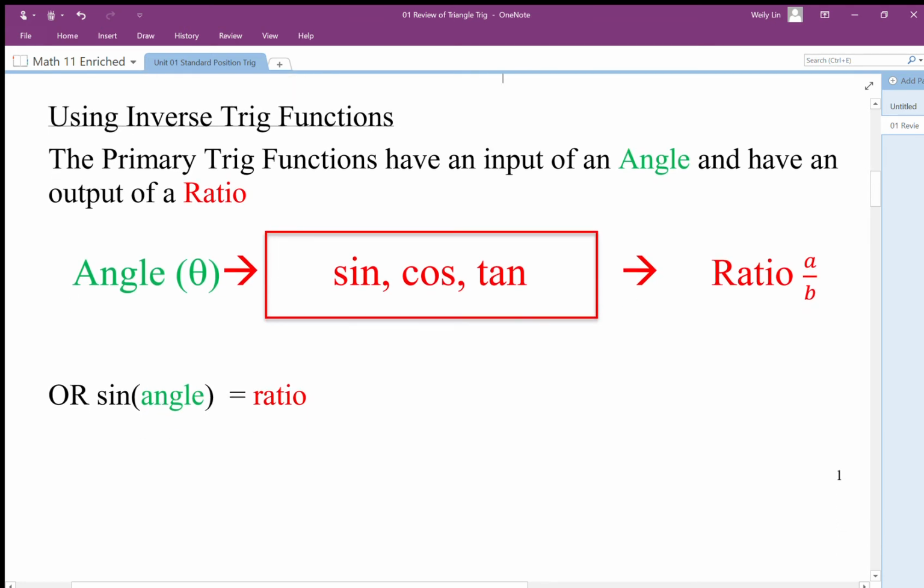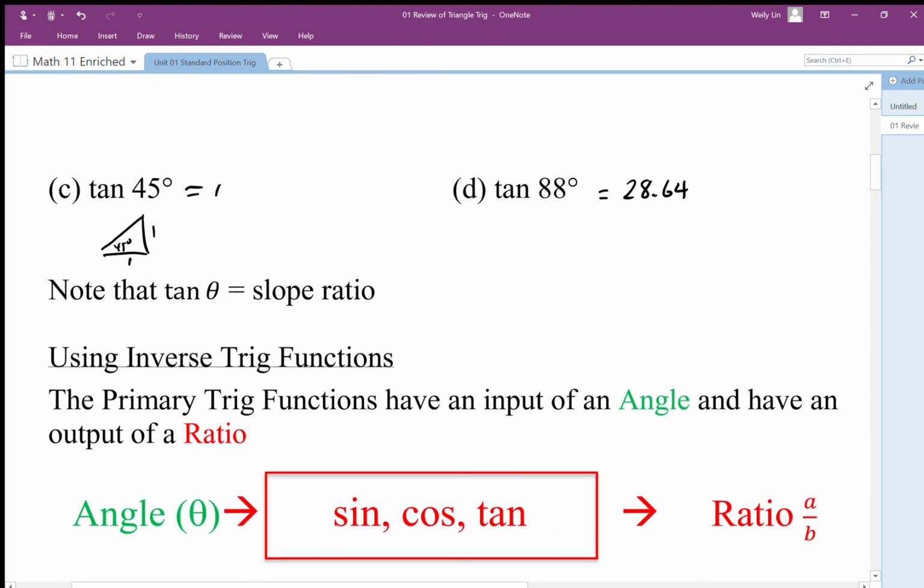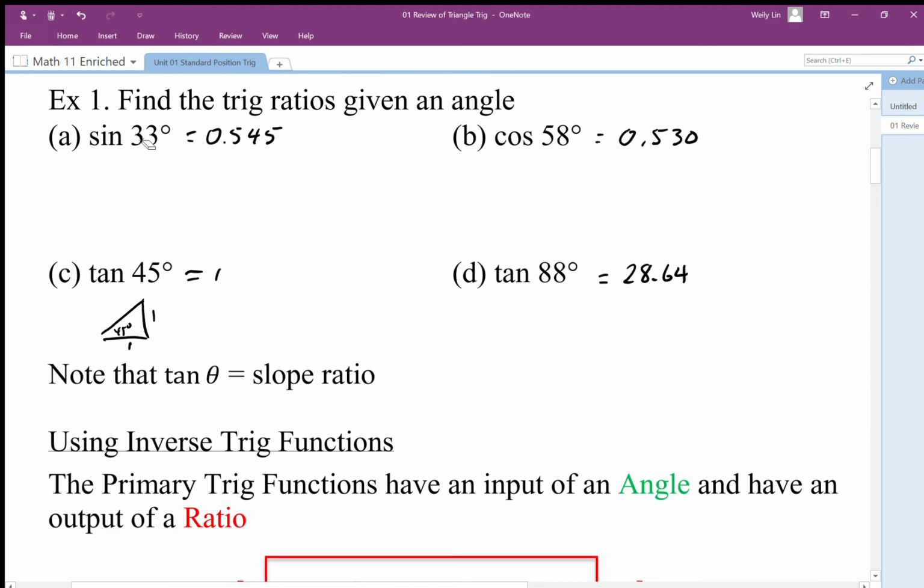Okay? So what we're doing with the primary trig functions is we input an angle, we tell the calculator an angle, we tell it to put it into sine, cos, or tan, and the output is some ratio. So that's what we did up here. My input was an angle of 33 degrees. I wanted the sine, and the output was a ratio of 0.545.